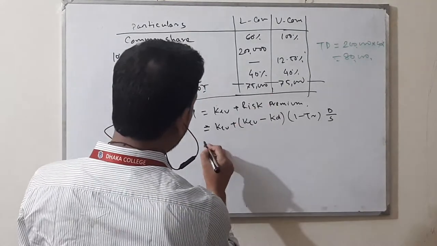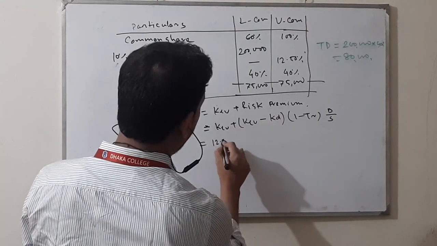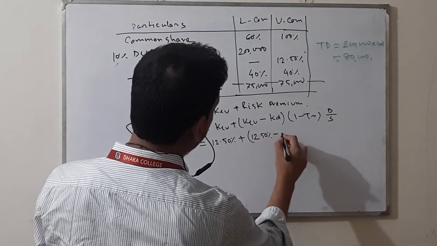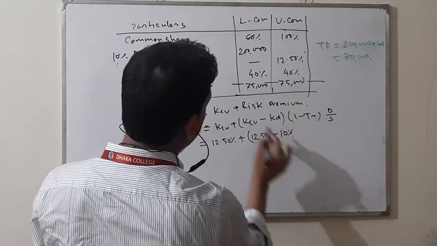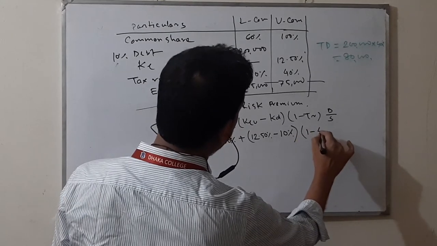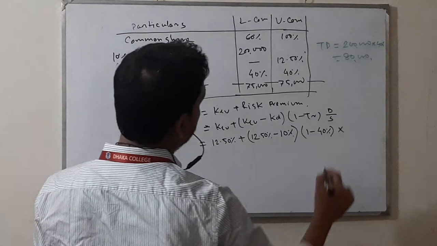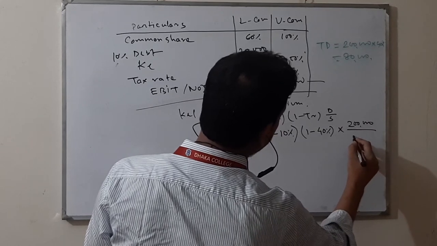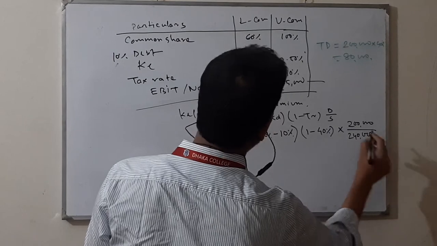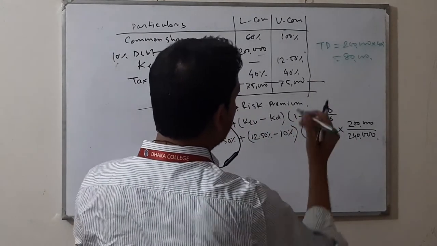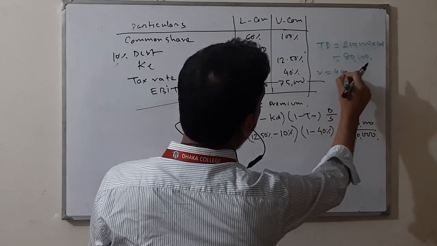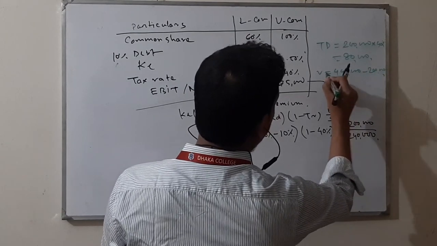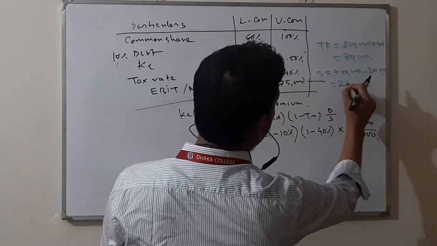So here cost of equity unlevered is 12.50% plus cost of equity unlevered 12.50% minus KD, which is 10%. Then 1 minus tax rate is 0.6. Then D is 2 lakh, and S is 2,40,000 taka. S is the total value of the firm, 4,40,000 taka, minus D, I mean debt, which equals 2 lakh taka. So S is 2,40,000 taka.